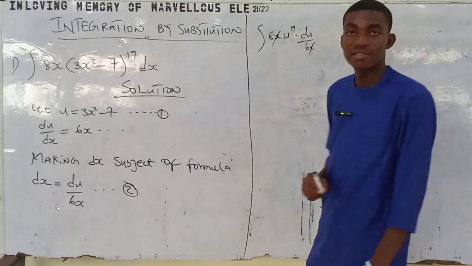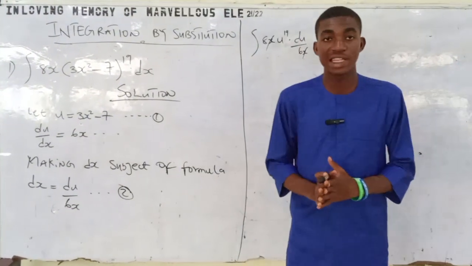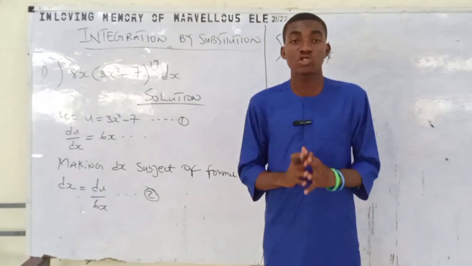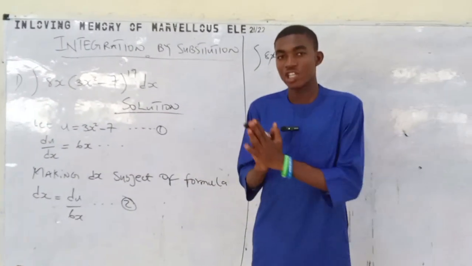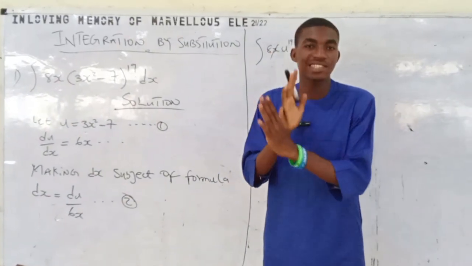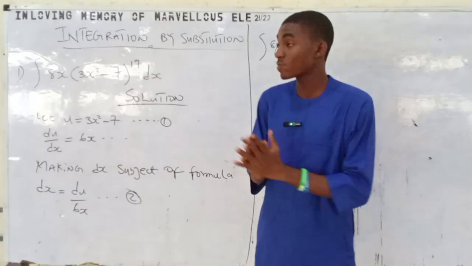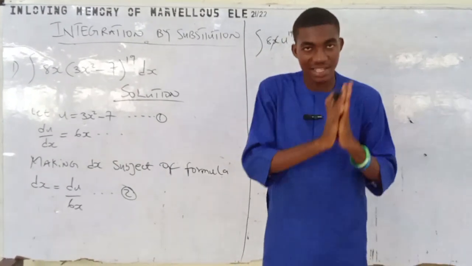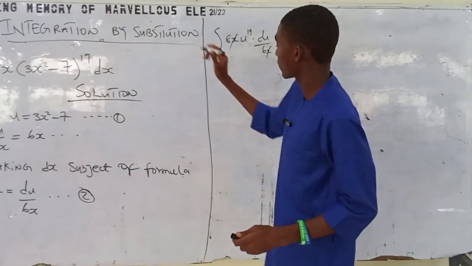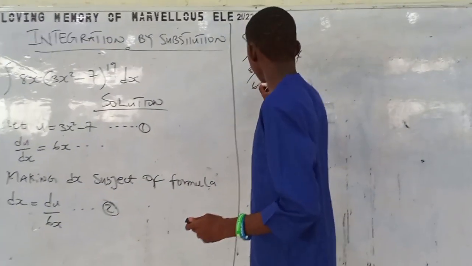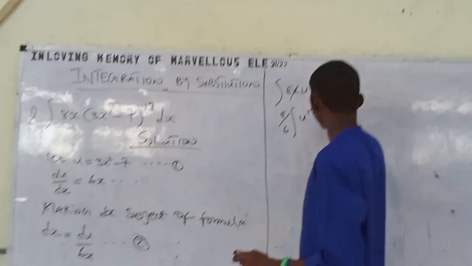x cancels x, right? Now, in all my videos under integration and differentiation, I said if you're integrating a function and you have a constant, it's best you move that constant outside the integral sign to make your work neat so you will not be confused. So now let's do that together. Let's move our constants, 8 and 6, outside the integral sign. So we have 8 over 6 times the integral of u to the power 19 du.